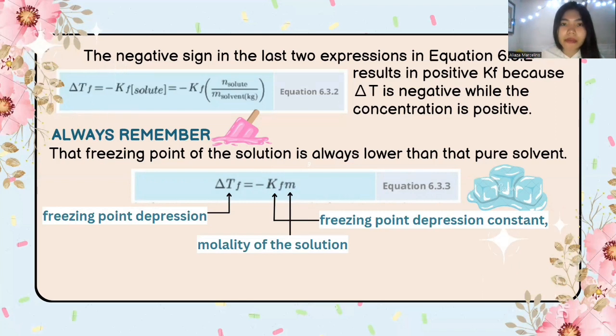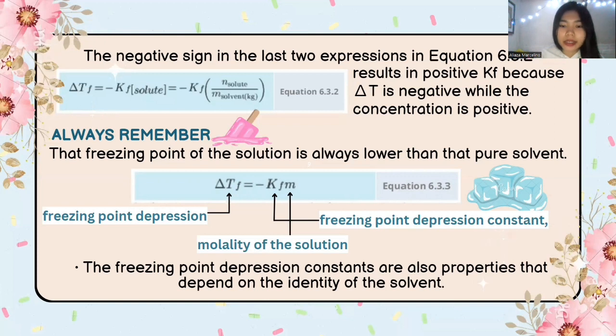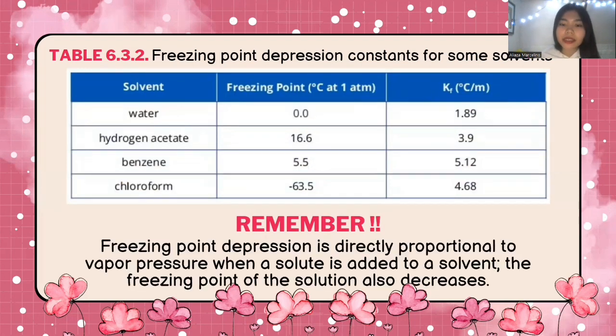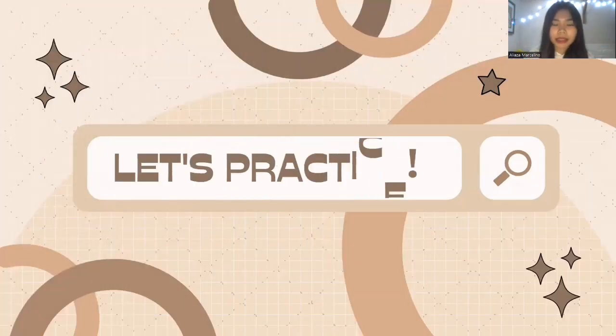Synonymous with the boiling point elevation, the freezing point depression constants are also properties that depend on the identity of the solvent. So, the values for Kf for some solvents are listed in Table 6.3.2. You can pause the video and study this table so you can learn more. Don't forget and remember that the freezing point depression is directly proportional to vapor pressure. When a solute is added to a solvent, the freezing point of the solution also decreases. So next, let's practice some examples.